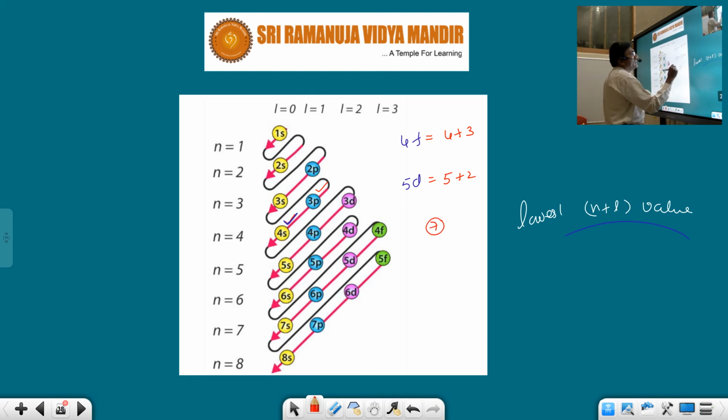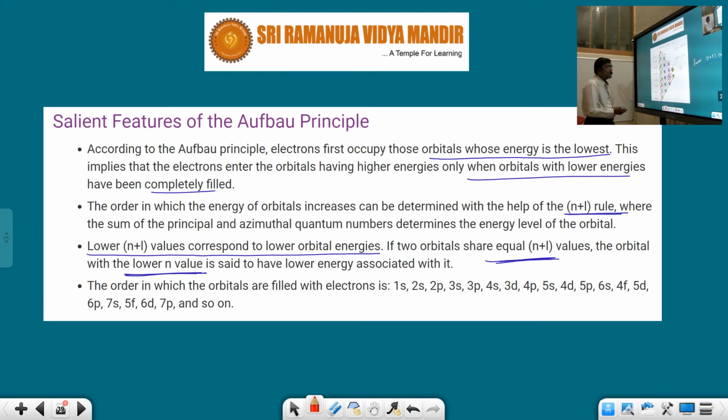7 is coming in both cases, right? But here the n value will be 4. That's why here 4f is filled. You can have a look here. What is filled here? 4f is filled. Then only 5d is filled. You can see here 4f first, then 5d is filled. So I hope you are very clear about the postulates.